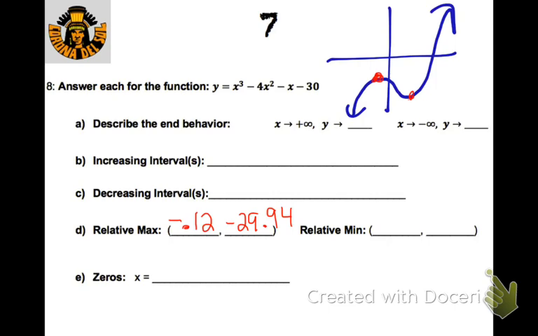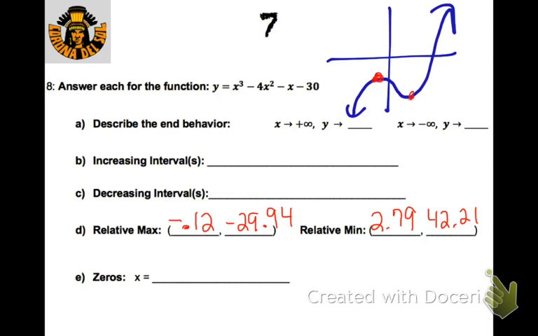I thought these answers were slightly different than what the other teacher had written for these. So the relative minimum, I got 2.79, and then 42.21. Okay. All right.